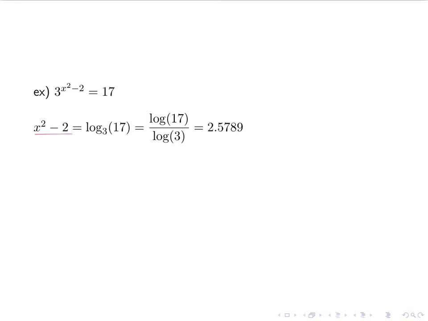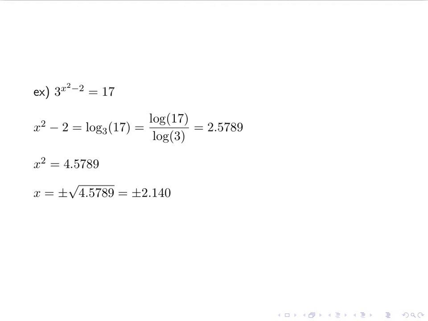So that is x squared minus 2. So I'm going to add 2 to both sides. And then to undo the square, remember that's the square root, but also remember that if I'm taking the square root of both sides, I have to remember that it can be positive or negative. So x is plus or minus the square root of this guy. So I get plus or minus 2.140. So I have 2 answers in this case, both perfectly fine.